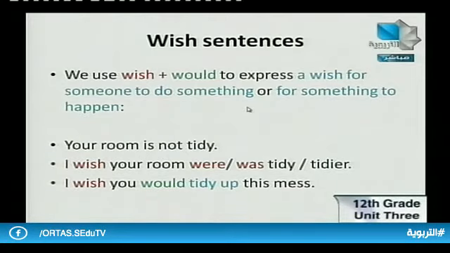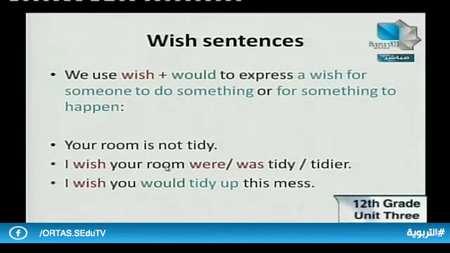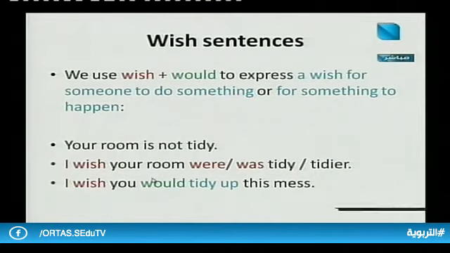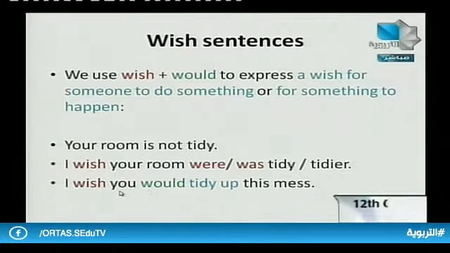For example, if we say, your room is not tidy, we have many choices. Students may choose to do it in many ways. Let's say if he chooses to use the same words, he will go with I wish your room were tidy, or was tidy, or tidier. And our dear students could use another way, let's say, I wish you would tidy up this mess. So here our student makes some change, creates something, but it is proper, suitable, and most important, it is accepted in the exam.